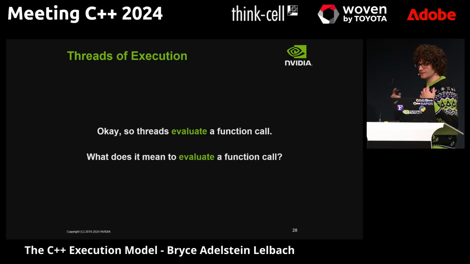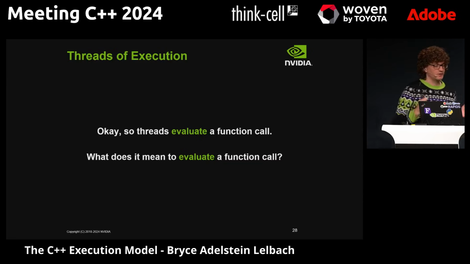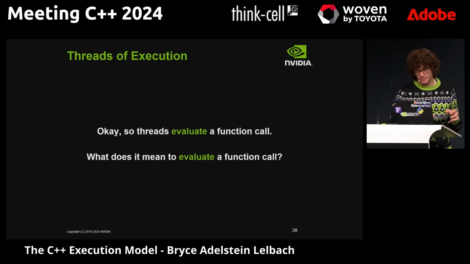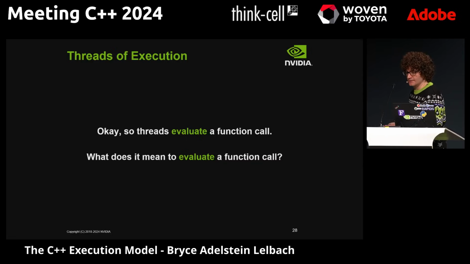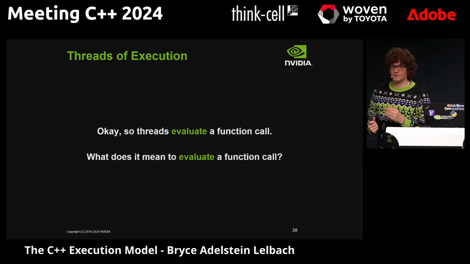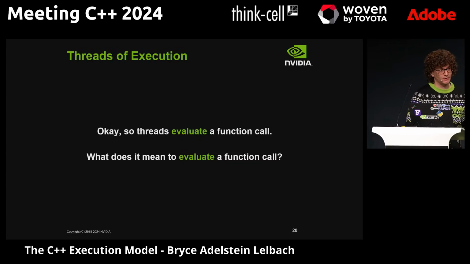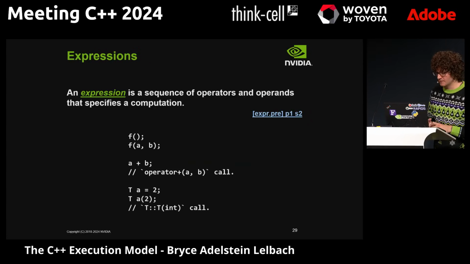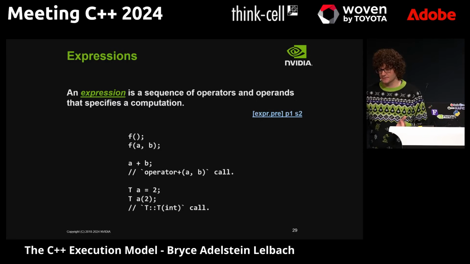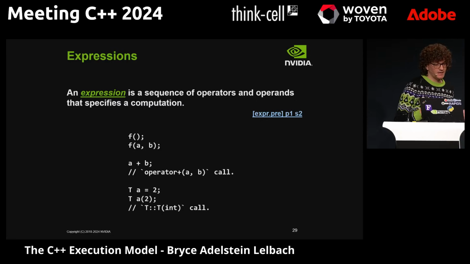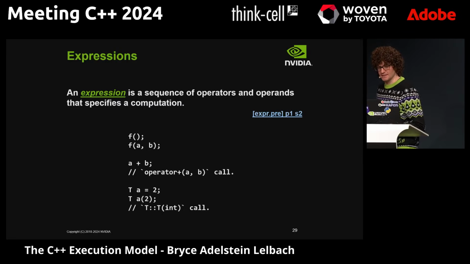So threads evaluate a function call. What does it mean to evaluate a function call? To understand what evaluating a function call means, we first have to understand what evaluation means. And to understand evaluation, we first must understand what expressions are, because that's what evaluation operates on. So an expression is a sequence of operators and operands that specifies a computation, like a function call or a plus b, etc.